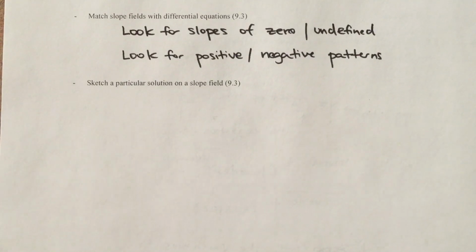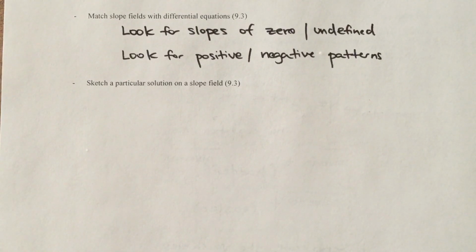So slopes of 0 would be horizontal. Slopes that are undefined would be vertical, or at least moving in that direction, they would be undefined. So just different patterns. And we saw like 2 or 3 of those just yesterday. So hopefully you guys remember some of the tips that we talked about there.